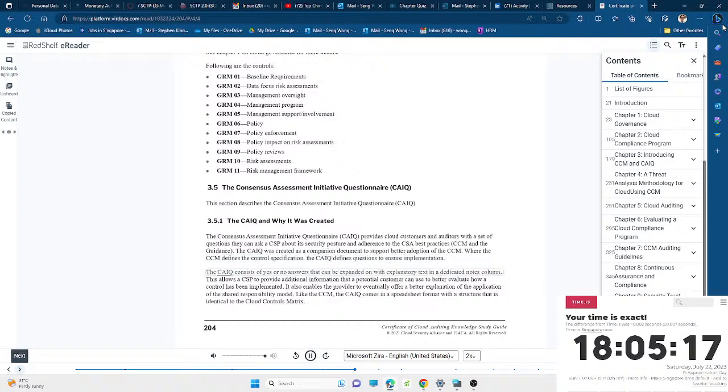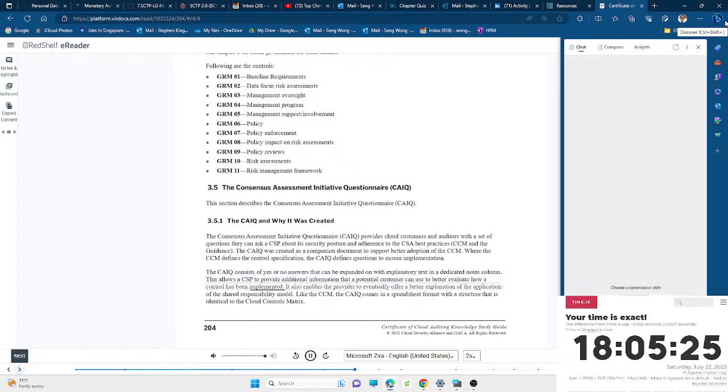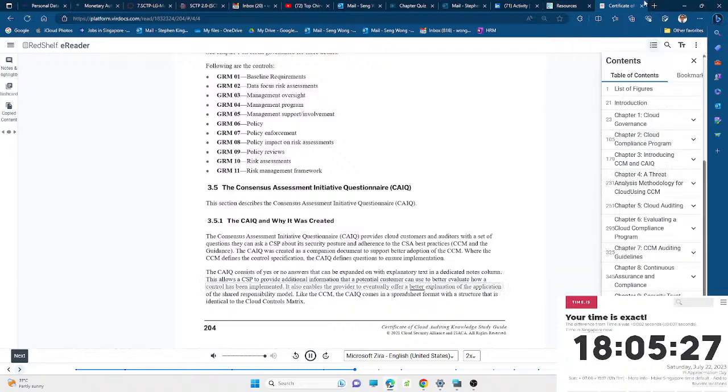The CAIQ consists of yes or no answers that can be expanded on with explanatory text in a dedicated notes column. This allows a CSP to provide additional information that a potential customer can use to better evaluate how a control has been implemented. It also enables the provider to eventually offer a better explanation of the application of the shared responsibility model. Like the CCM, the CAIQ comes in a spreadsheet format with a structure that is identical to the Cloud Controls Matrix.